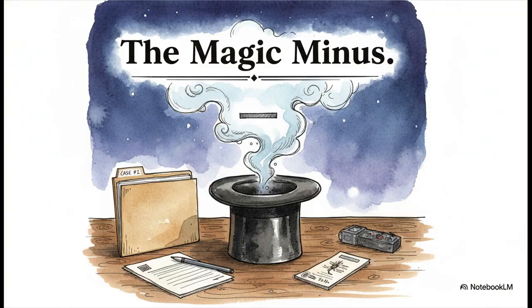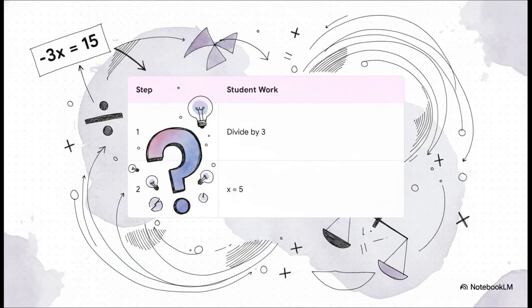Let's move on to our next case. This one's called the magic minus. It gets its name because a really important negative sign seems to have, well, just vanished into thin air. So here's the evidence. The problem is negative 3x equals 15. The student knew they had to divide to get x by itself. That's good. But their final answer is x equals 5.